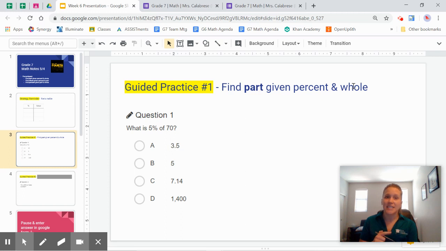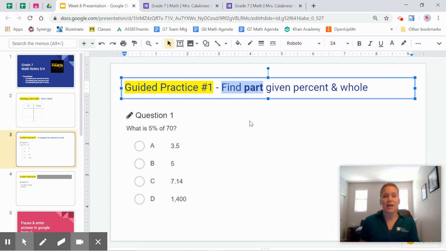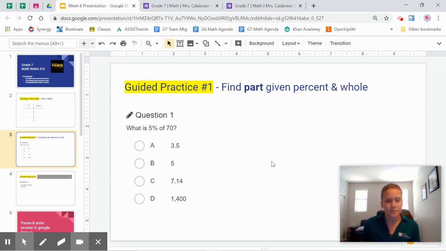In your guided practice today, when you see a question like this, where you're asked to find the part, you can come back and look at the example for question number one. It could be helpful to jot down next to number one, "find part." That way you can come back and find it pretty quickly, okay?